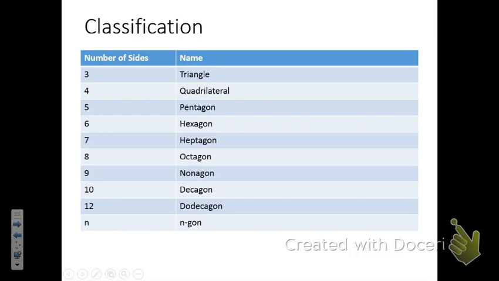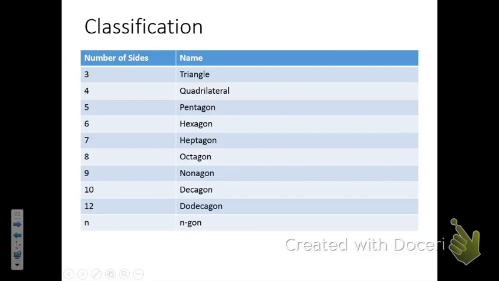Alright, so here are all your classifications by the number of sides. So for 3, triangle. 4, quadrilateral. 5, pentagon. 6, hexagon. 7, heptagon. 8, octagon. 9, nonagon. 10, decagon. And 12, dodecagon. And anything else would just be the n-gon.